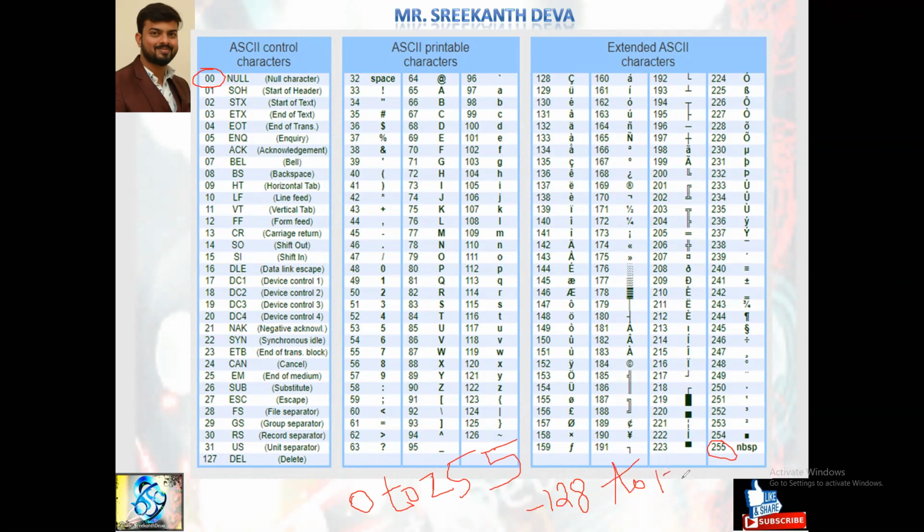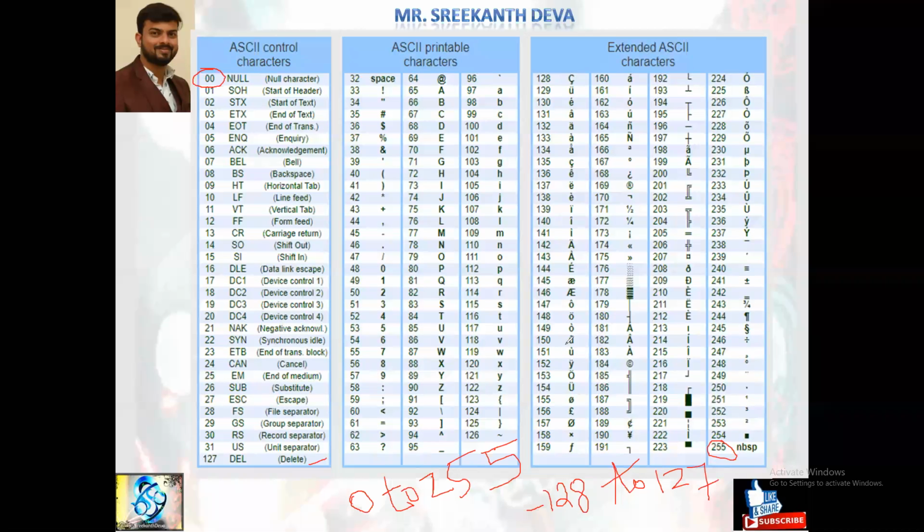In the ASCII table it is available. Observe, the 0 is nothing but the null character, 127 is delete, and up to 255 is NBSP, non-breaking space. Suppose you give more than 255 numbers, what will happen? We'll discuss in detail in the ASCII video. I am trying to prepare one ASCII explanation video, where you can get much more information regarding the complete ASCII standards. But at present, this is enough for understanding.